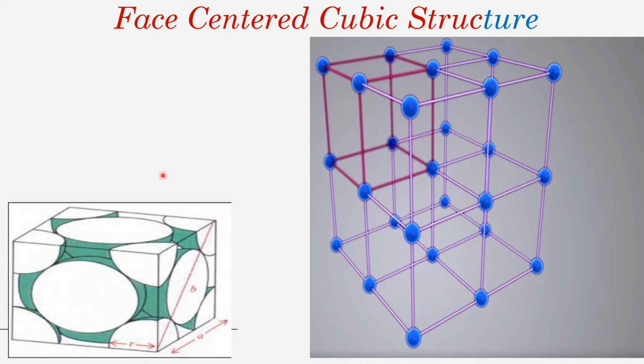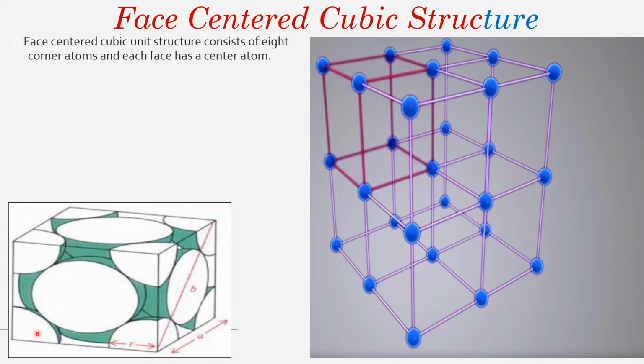Now we will see about the face-centered cubic structure. Here we have the atoms located at the corners, but two adjacent corner atoms do not touch each other. Additionally, there is an atom at the center of the faces, and this face-centered atom touches the four corner atoms. The lattice parameters are given as a = b = c, and all the angles are equal to 90 degrees.